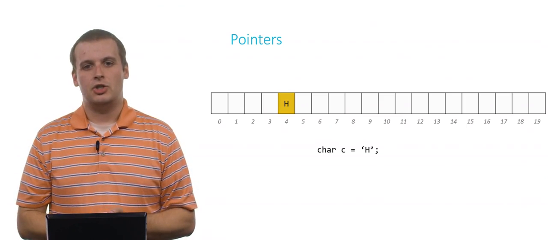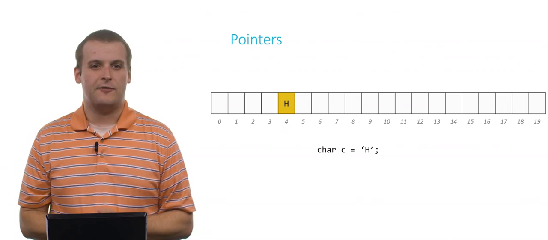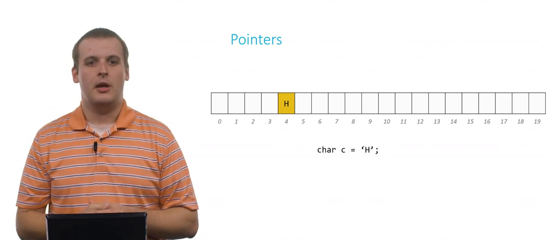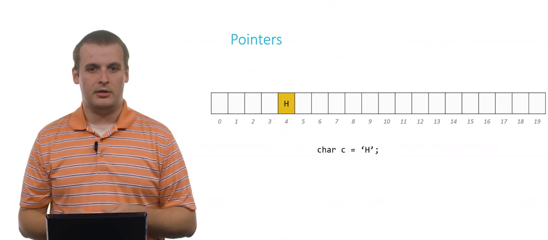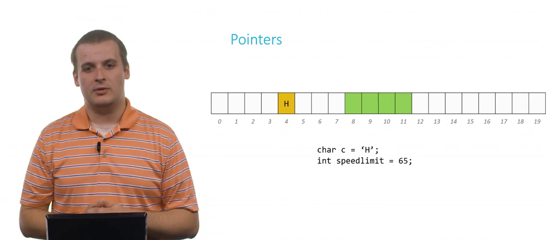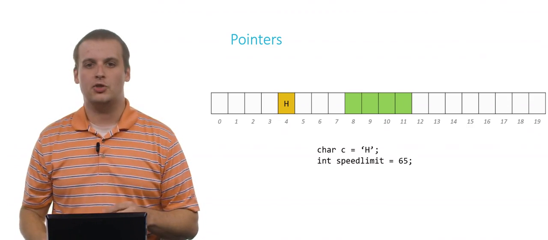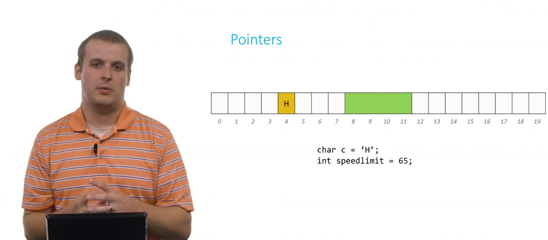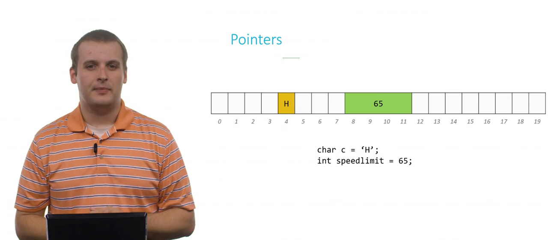So I might say char c equals capital H. And what's going to happen? Well, the system is going to set aside for me 1 byte. In this case, it chose byte number 4, the byte at address 4, and it's going to store the letter capital H in there for me. If I then say int speed_limit equals 65, it's going to set aside 4 bytes of memory for me. And it's going to treat those 4 bytes as a single unit because what we're working with is an integer here. And it's going to store 65 in there.